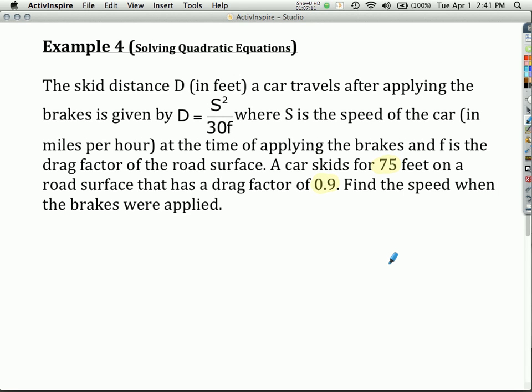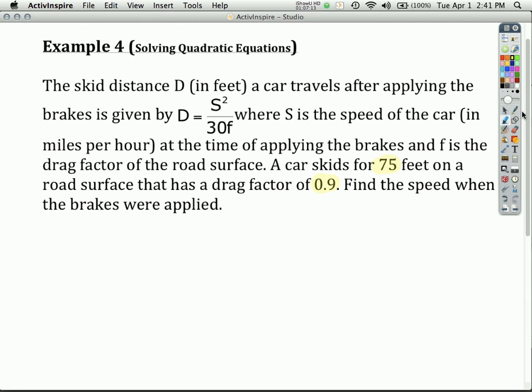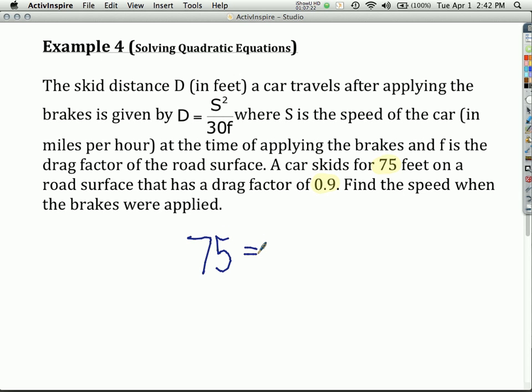For the purposes of this question, we need to plug in these pieces of information into the equation. D is the skid distance. So the skid distance is 75 feet, plug in a 75, equals. S is the speed, and that's what we're trying to find. S squared over 30 times the drag factor, which is 0.9.